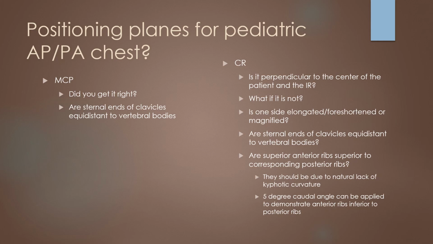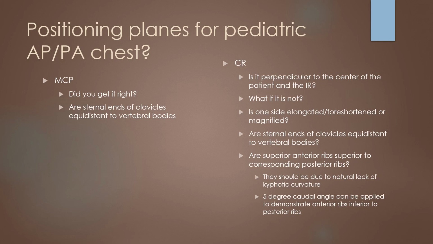Did we get it right? If we got our mid-coronal plane right, the same indications we used on our adult chest x-ray are going to help here. We're going to look for those SC joints equidistant to the vertebral bodies. We can look for spinous processes centered to the vertebra, and symmetric ribs. If my central ray is perpendicular to the IR, then that is going to have those same kinds of outcomes that we would see if we had a mid-coronal plane with no tilt.